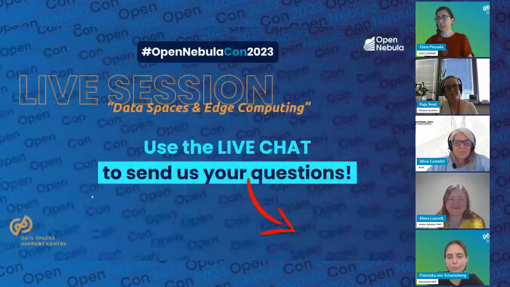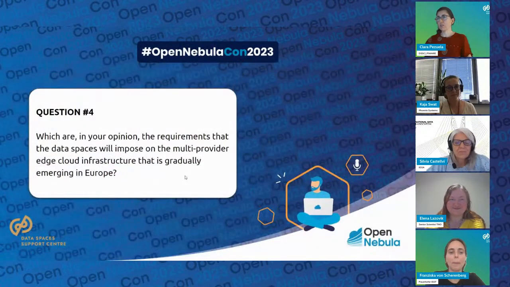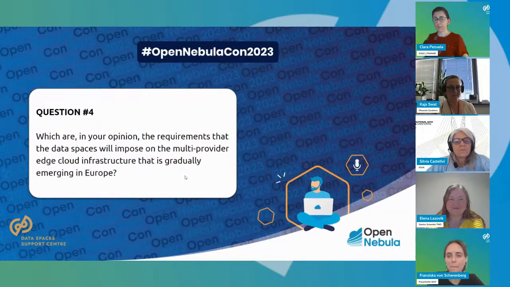Let's move then to the next question, which is about a little bit on the other way around. So, in your opinion, which are the requirements that the data spaces configuration and deployment is bringing to the edge cloud infrastructure that we have currently in Europe and will be growing up in the following years? So what do you think that data spaces will impose in the short, medium term to this edge cloud infrastructure? Who wants to be the first?